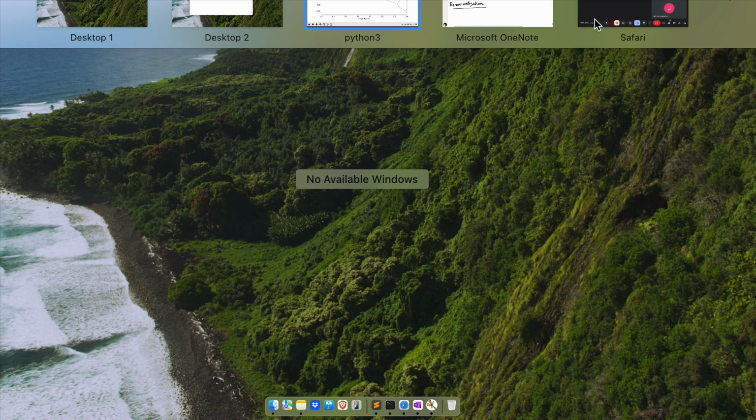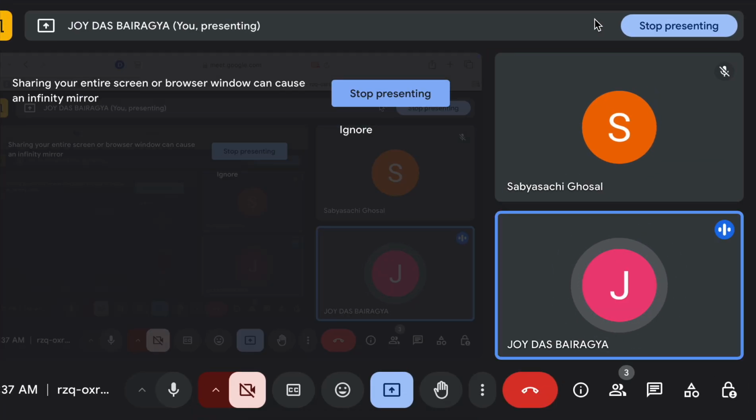Now, Subbosaji, is it clear why we are doing the renormalization?